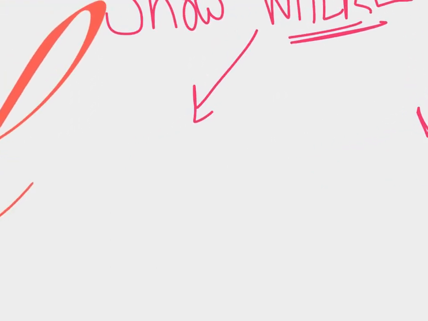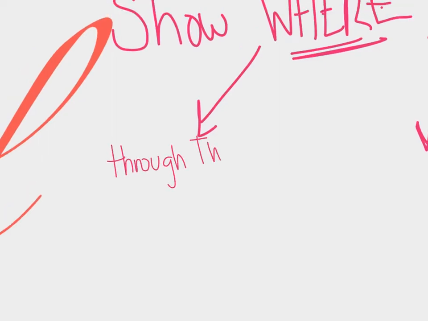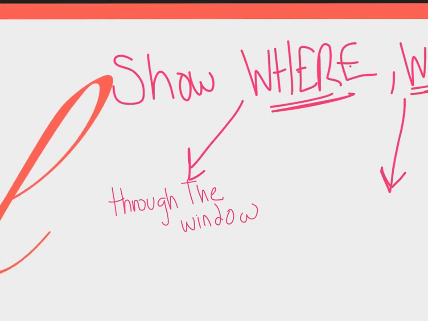So through the window is a prepositional phrase that shows where something occurs, through the window. And through is our preposition, whereas through the window is our prepositional phrase.